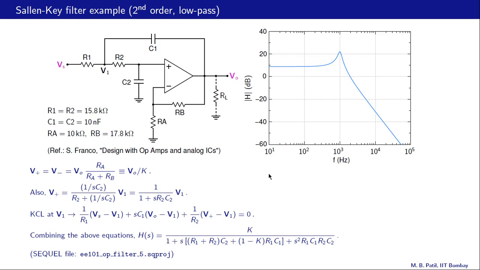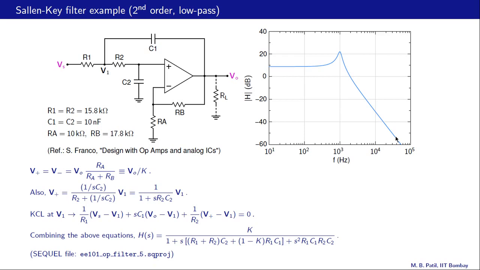Here is the frequency response. This is the pass band, and we can see that in this case there is some ripple here, and that is the high frequency section.